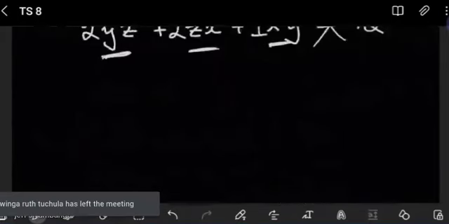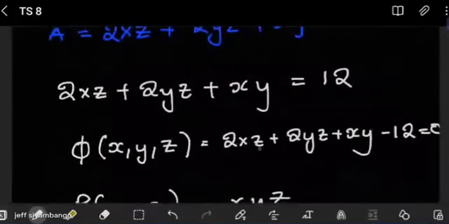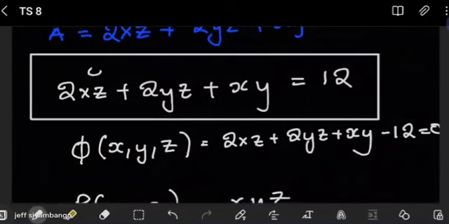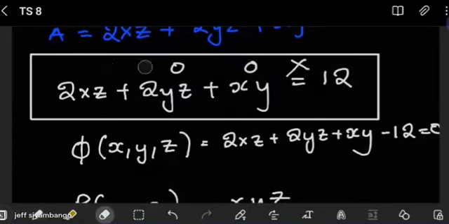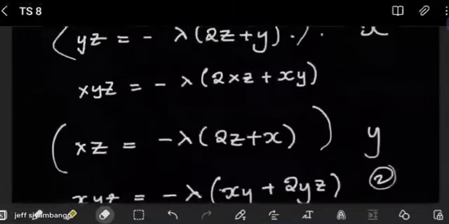Why? Because if we try to calculate the total surface area of our shape, remember the constraint: 2xz plus 2yz plus 2xy must be equal to 12. But if this is 0 here, and this is 0 here, and this is 0, then we cannot have this being equal to 12. It fails to give us that 12. So when lambda is 0, that constraint will not be satisfied. Therefore, we cannot have lambda equal to 0. It's restricted by that condition.